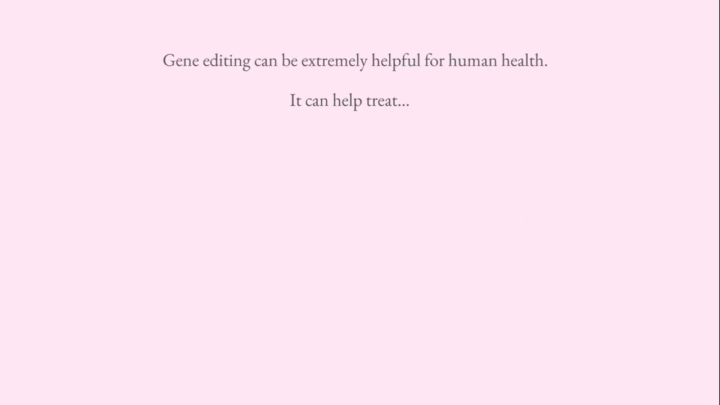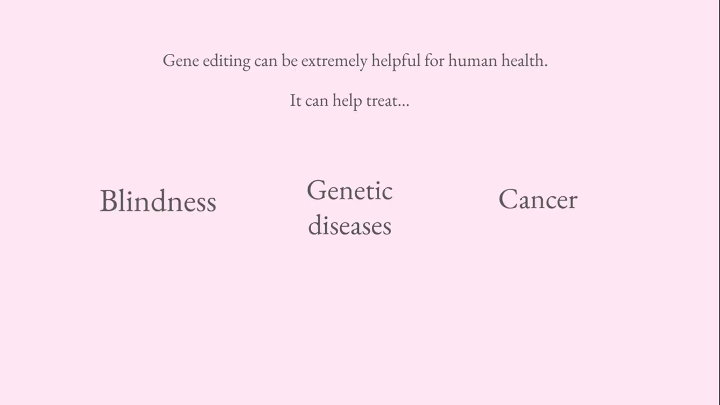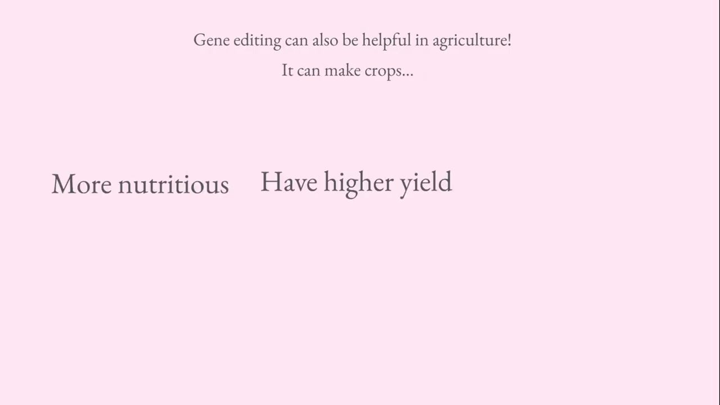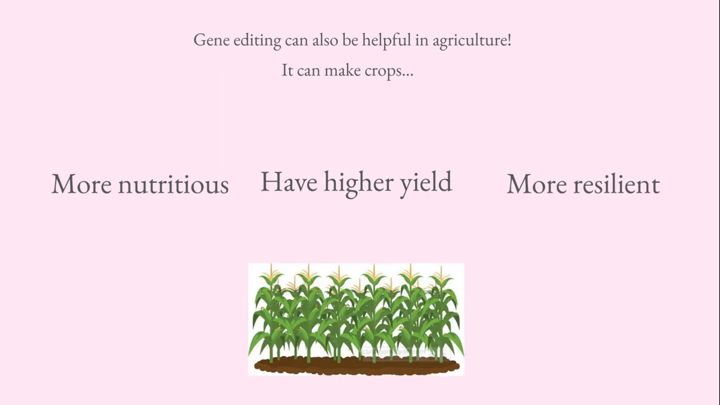Here are some real-world examples of how gene editing can be used. Gene editing can be extremely helpful for human health. It can help treat blindness, genetic diseases, and cancer. Gene editing can also be helpful in agriculture. It can make crops more nutritious, have higher yield, and be more resilient. There are many different ways that gene editing can be used and many different methods to do gene editing. It is an up-and-coming science which is very important and can also have pros and cons.